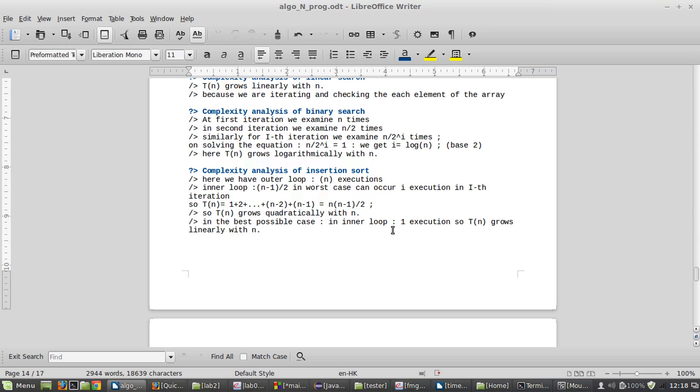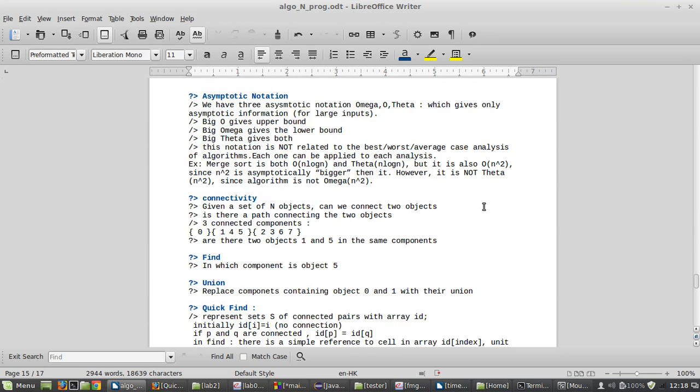So here it is also said the best possible case: the inner loop has only one execution, so T(n) grows linearly with n. Only one execution can occur. Similarly, you can find that in the best possible case the complexity of this insertion sort will be linear. That means the inner loop will be just one execution, so one times the n executions of the outer loop results in linear.